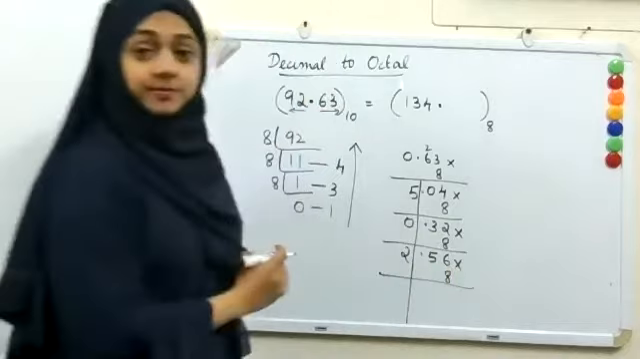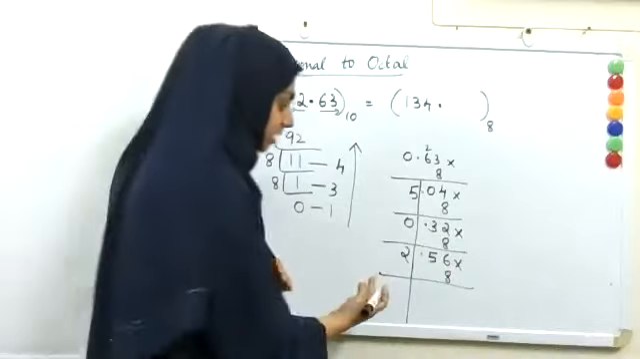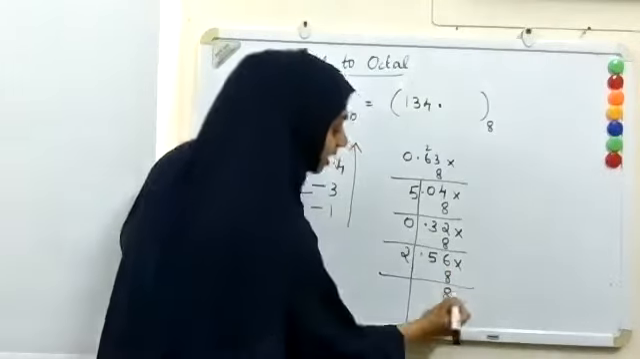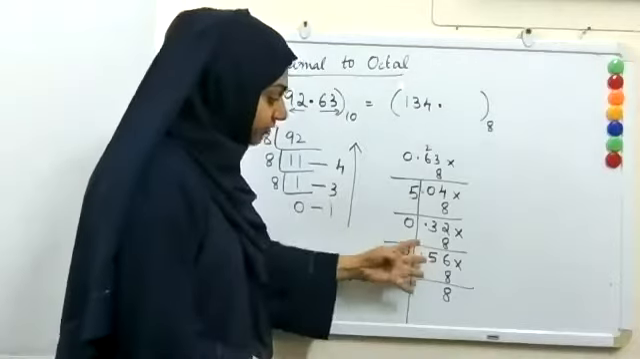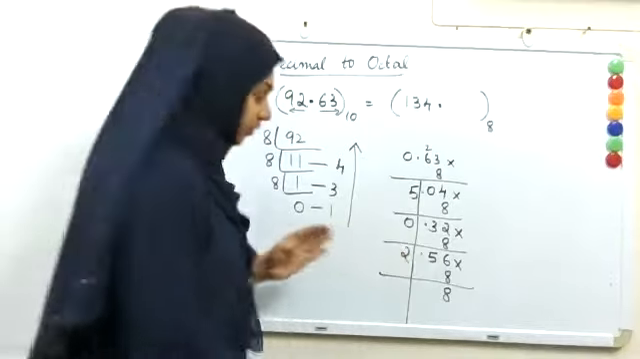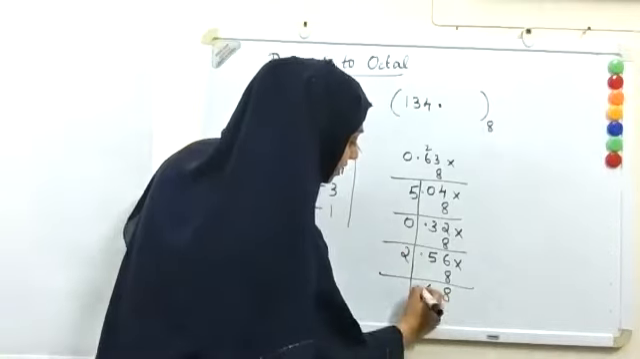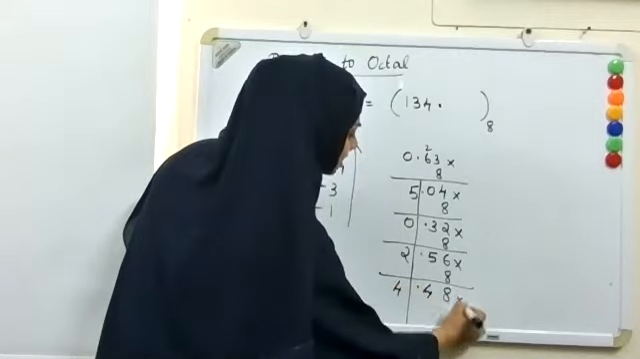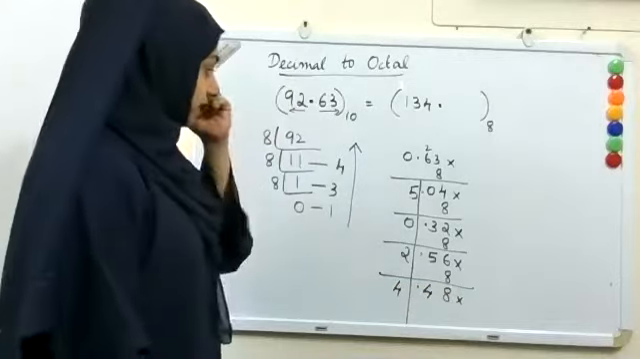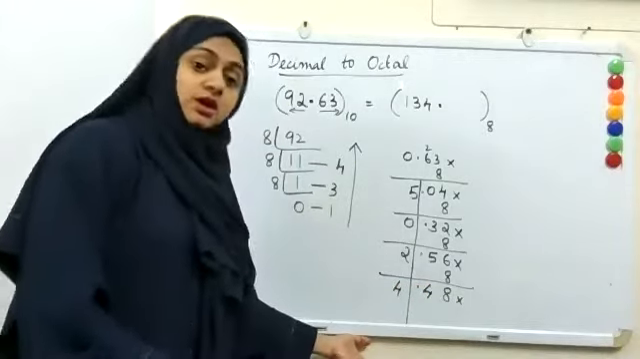So 8 6s are 48. So again 8 4 balance. So 8 5s are 40. So 44. So 4 and 4 here. So again, if you want, you can multiply with 8. You will get more and more digits after the point.